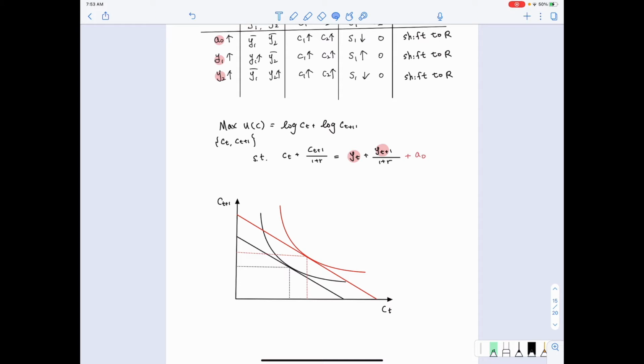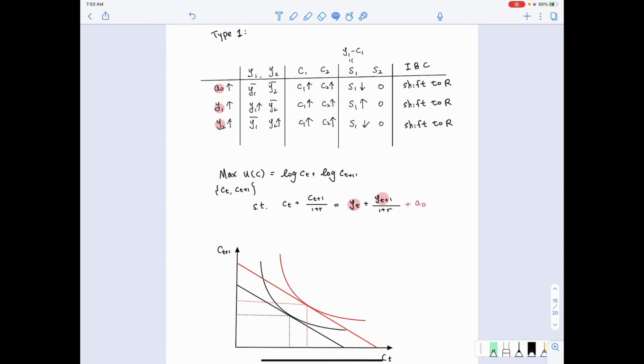And so what we end up having is more consumption in the first period and also in the second period. And then we will be able to infer what is the amount of the savings.